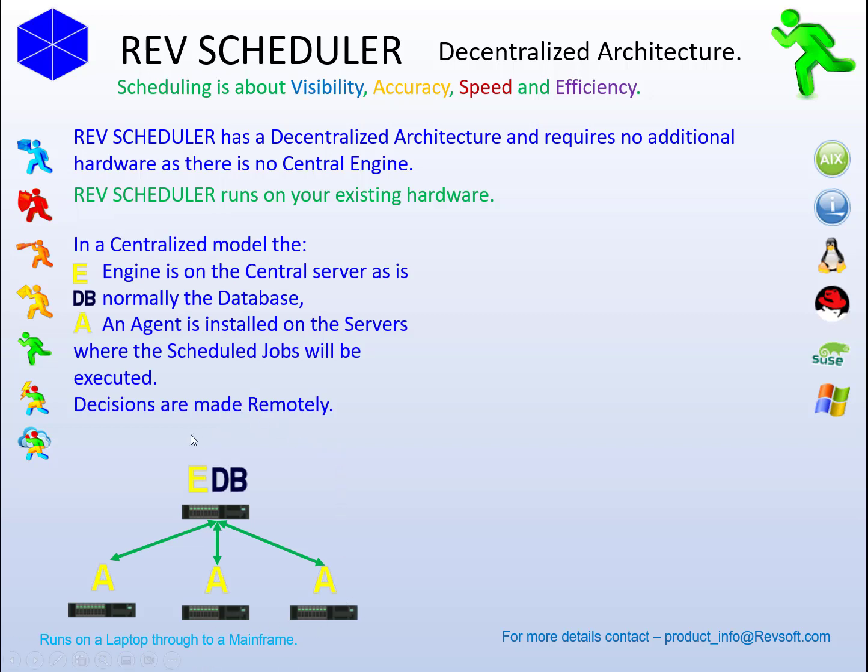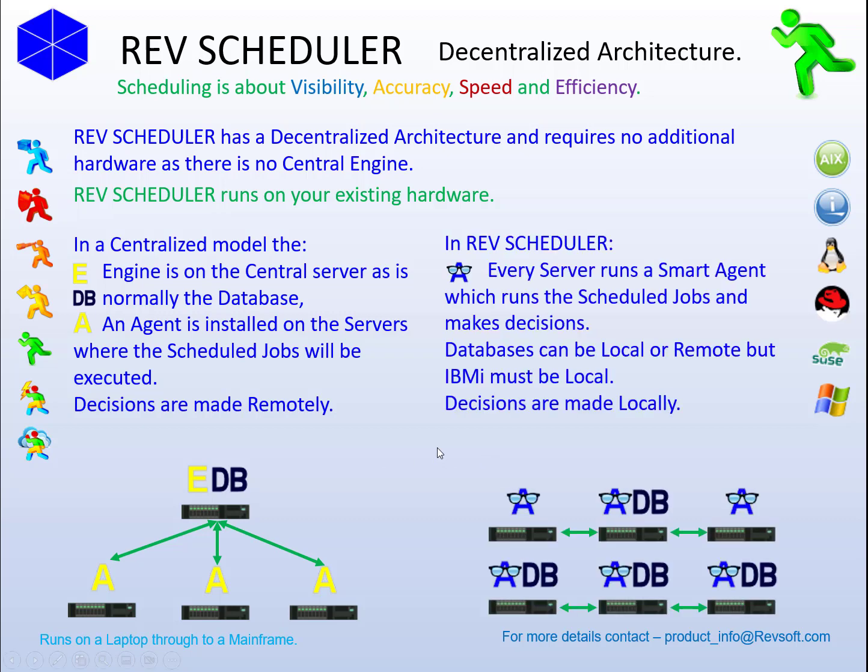In the centralized model, we have an additional server where the engine resides and normally the database. Then on each node server, there will be an agent installed, like the A's we've got there. Decisions about dependencies, triggers, and group jobs are made on the central server. So these decisions are made remotely. In this scenario, you have 4 servers in total.